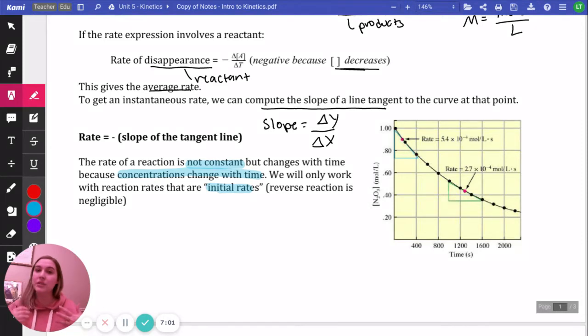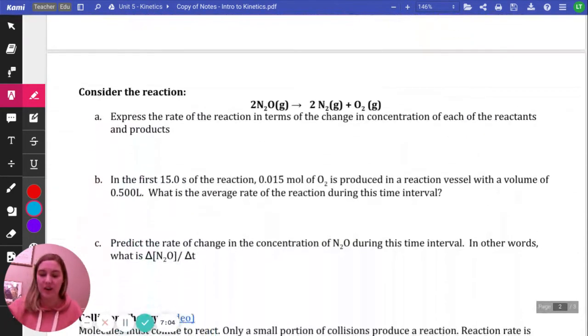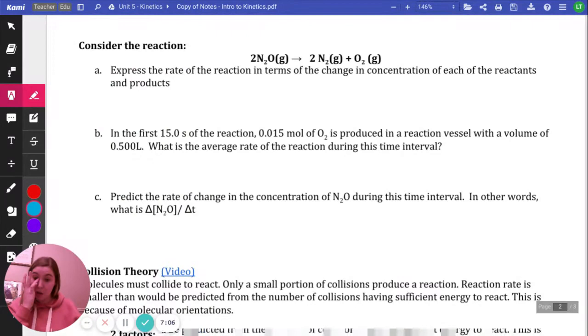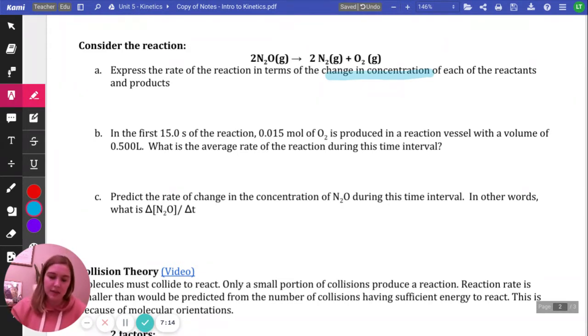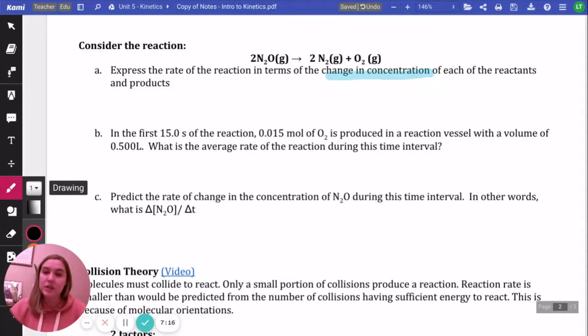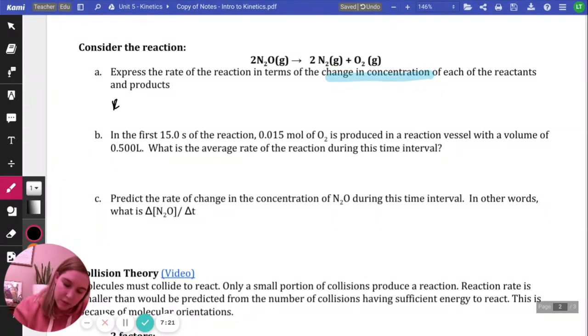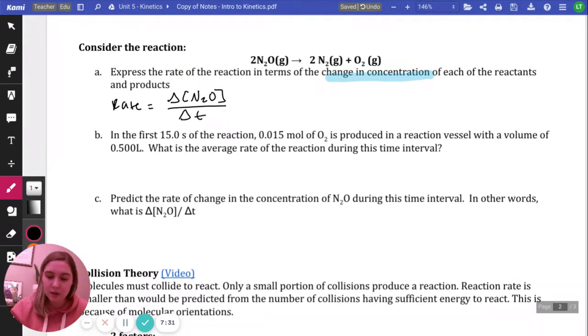Okay, so now let's do a quick practice with our rates here. This one says, express the rate of reaction in terms of the change of concentration in each of the reactants and products. So we're going to start with our reactants, and our rate would be equal to the change in concentration of N2O all over the change in time. Since that is a reactant, it is going to be negative because the concentration of our reactants would decrease.